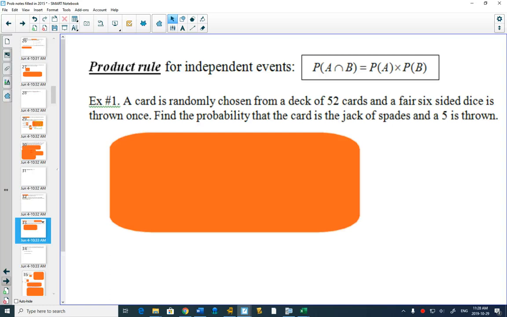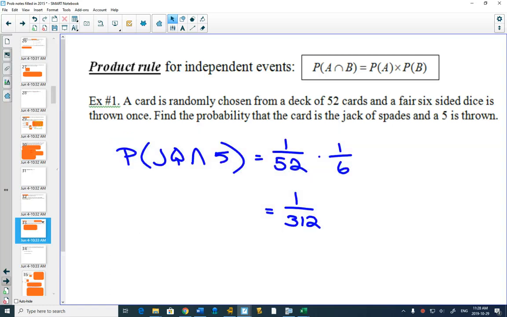So a card is drawn at random, and you roll a dice. Find the probability the card is the jack of spades and a 5 is thrown. 1 out of 52 for the jack of spades, 1 out of 6 for the 5. Your chances are 1 in 312, which isn't very likely. But if you did this with 600 people, someone might win.